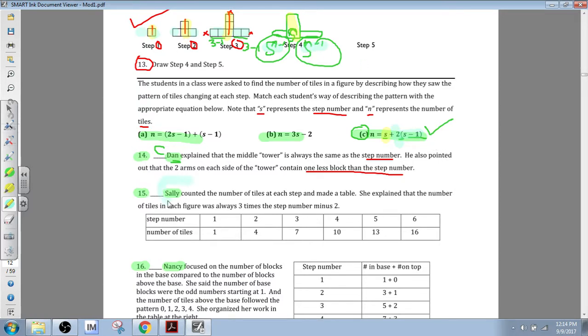Sally's going to do it a different way, and you have to figure out whether it's going to be B or A. Then Nancy's going to do it another way, and you have to figure out if it's going to be B or A. Hopefully that helps you with these problems. I did that first one for you. Look at the way that they're solving this problem and see which of these equations matches the way that they're saying it. Good luck.